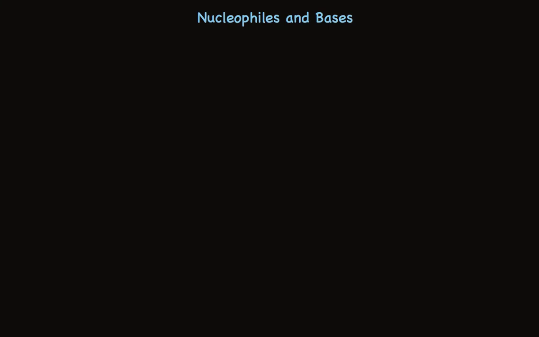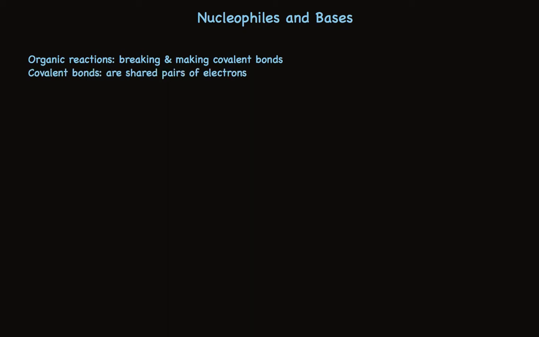Think through this line of reasoning with me. It's very common thinking as we consider what's happening in organic reactions. Organic reactions are making and breaking of covalent bonds. Covalent bonds are shared pairs of electrons. Two atoms between them share a pair of electrons. That shared pair of electrons often comes from one atom donating the electrons in a bond-making process.